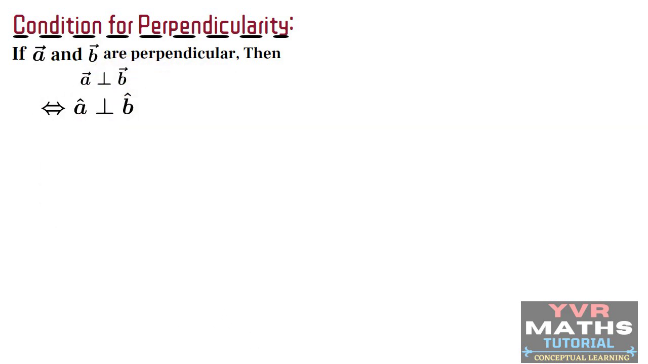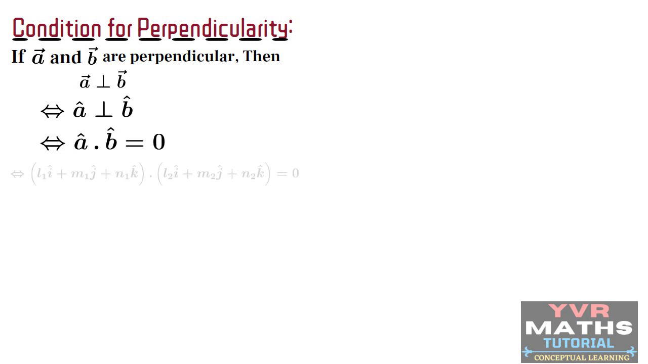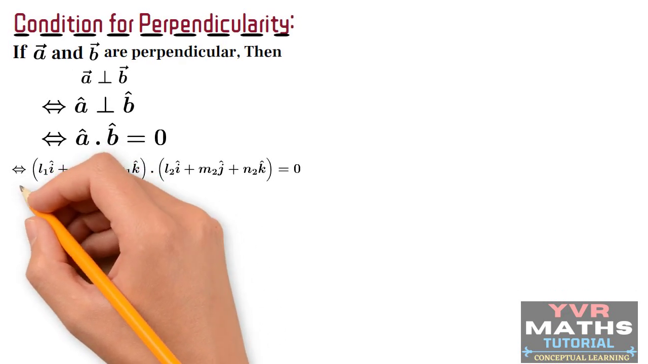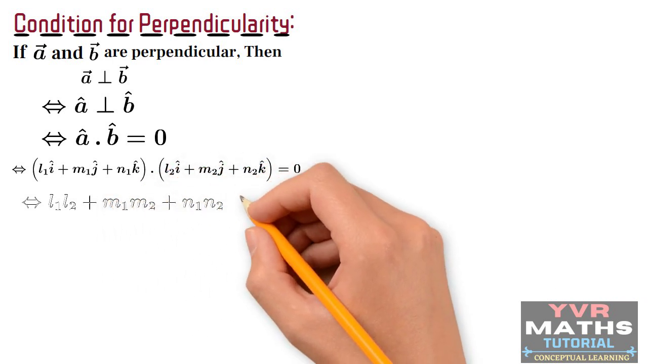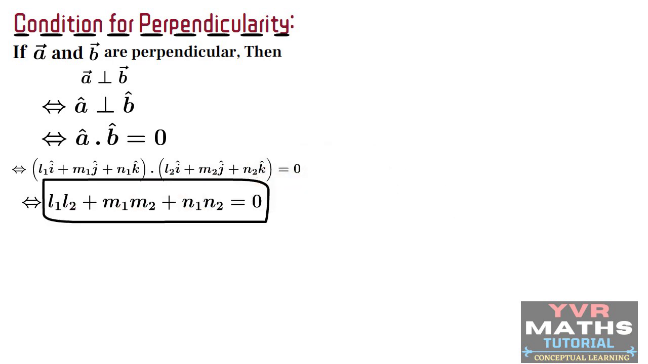If two vectors are perpendicular, according to the concept of dot product of two vectors, A cap dot B cap is equal to 0. Now what is A cap vector? L1 I cap plus M1 J cap plus N1 K cap dot L2 I cap plus M2 J cap plus N2 K cap is equal to 0. That means if you apply the dot product concept, L1 L2 plus M1 M2 plus N1 N2 is equal to 0. So this is the condition if the lines are perpendicular or if the vectors are perpendicular.